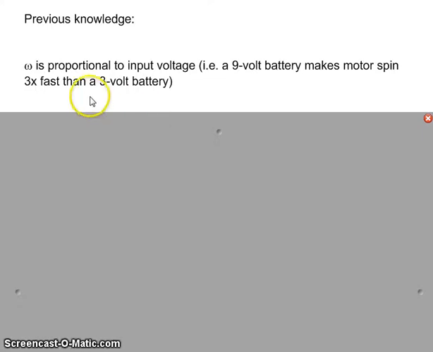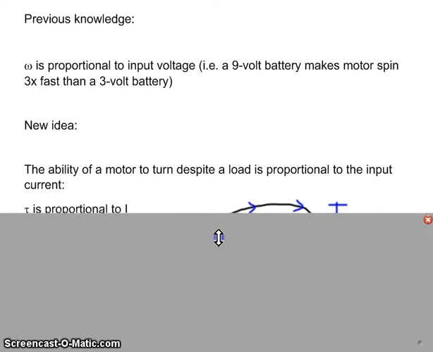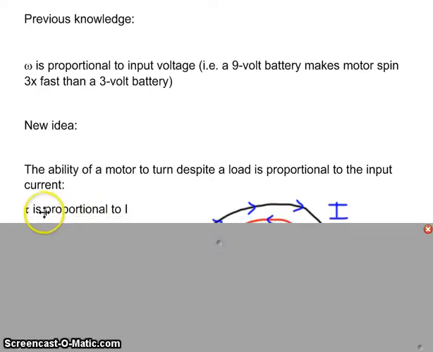So we have some previous knowledge. What we know from before is that the rotational speed, this angular velocity omega, is proportional to the input voltage. That is to say, a 9-volt battery will make a motor spin 3 times faster than a 3-volt battery. But we also know, and here's a new idea, that there's another property of a motor, and that is its torque, its ability to turn despite the fact that it has some kind of a load on it. That turns out to be proportional to the current that is provided to the motor.